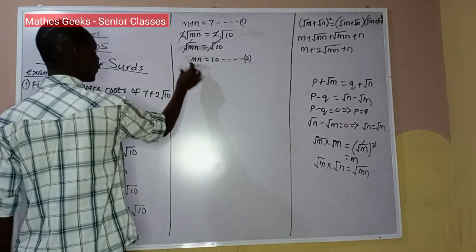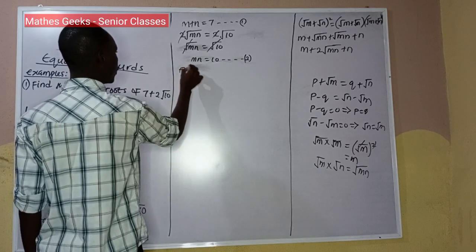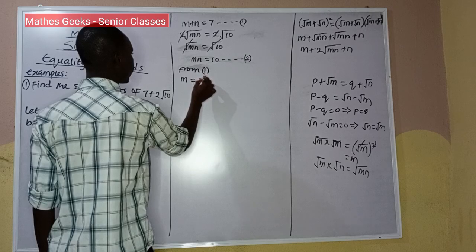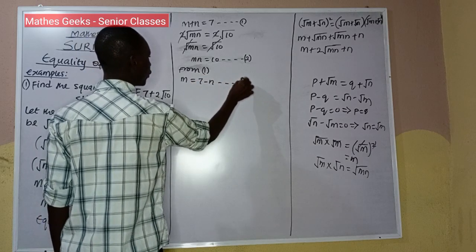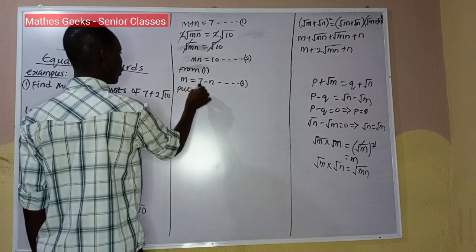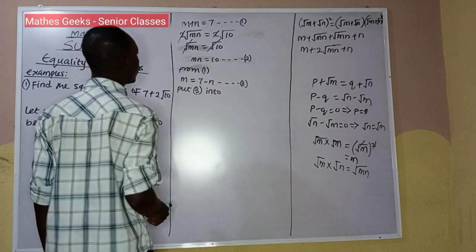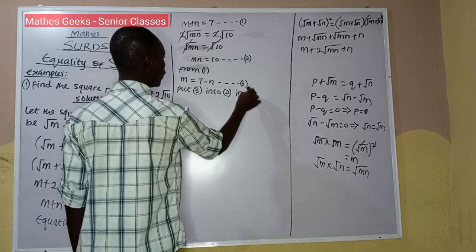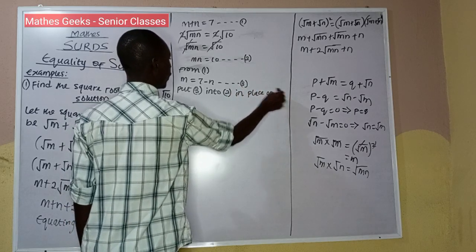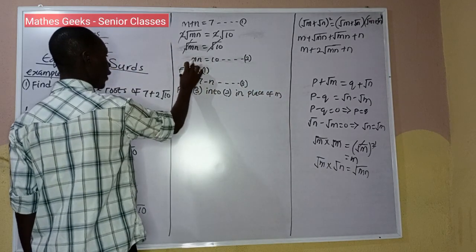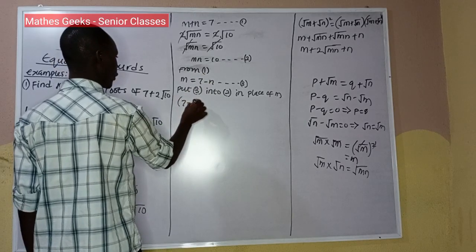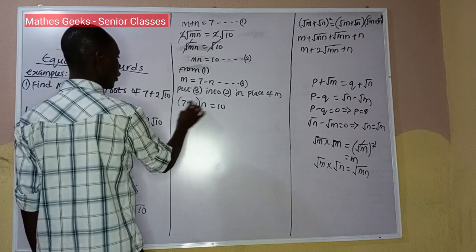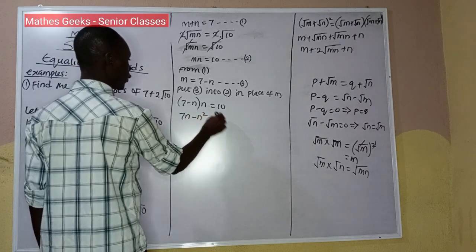So we're going to say from equation 1, m is equal to 7 minus n. So this becomes our equation 3. So we're going to put 3 into equation 2 in place of m. So where we have m, we're going to put 7 minus n. So 7 minus n times n is equal to 10. 7 times n gives us 7n, minus n times n gives us minus n squared, is equal to 10.